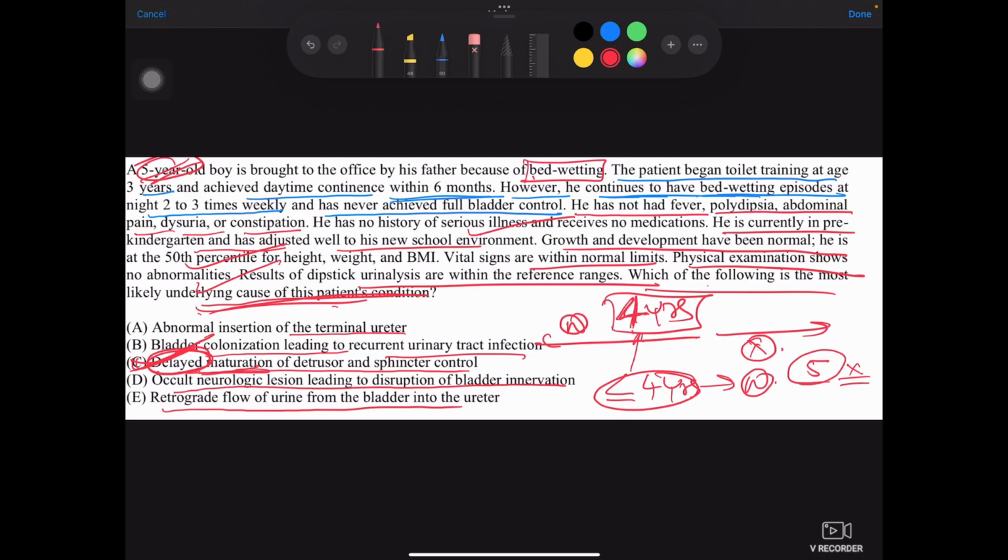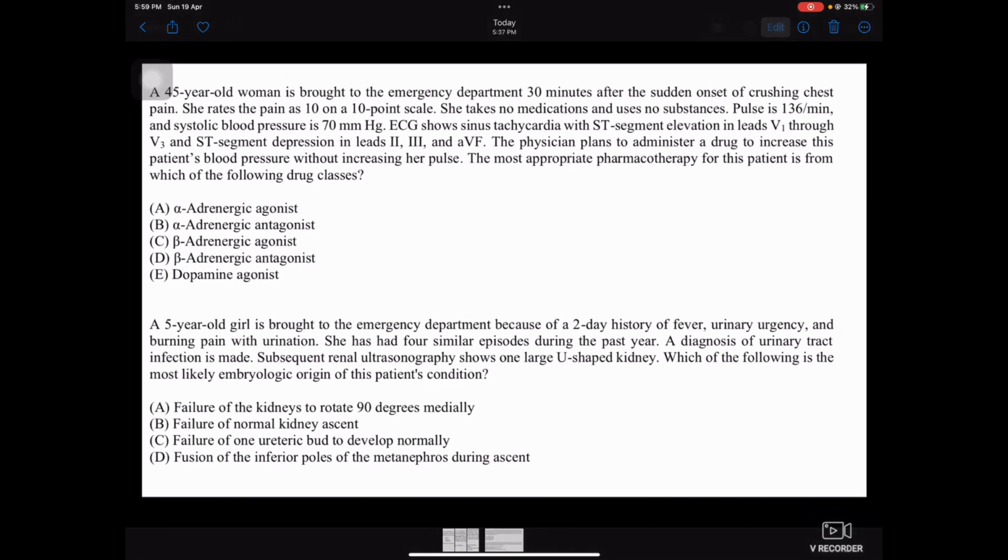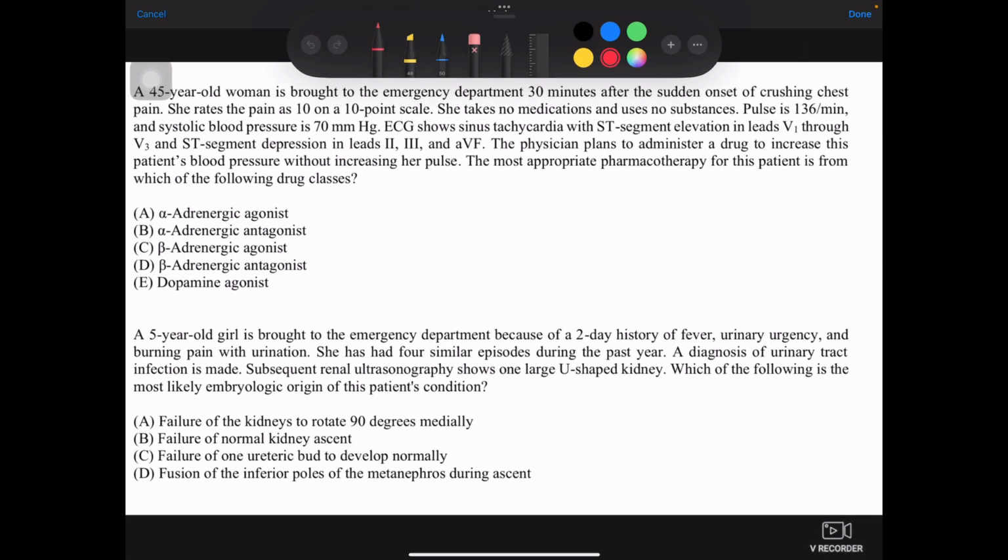If they had given the option that this is normal, maybe I would have selected that because of the bias which came into my mind when I saw everything was normal. But again, trust your knowledge. I knew the 4-year mark. Yeah, the answer is C. This is for sure. Next questions. Pause the video. We'll first do this.